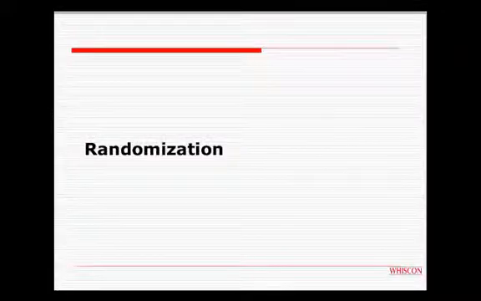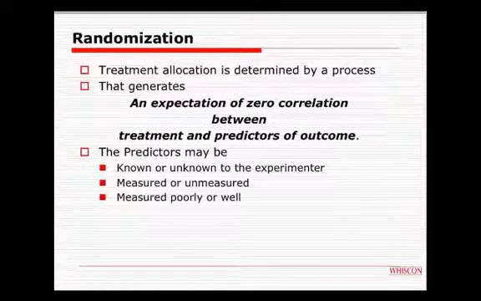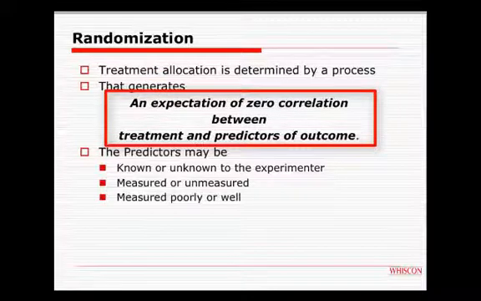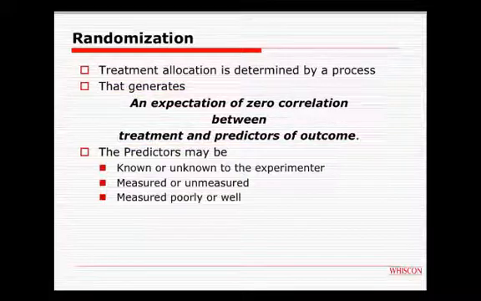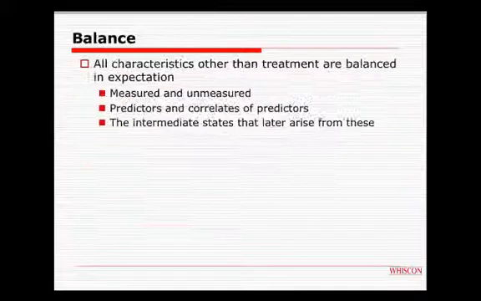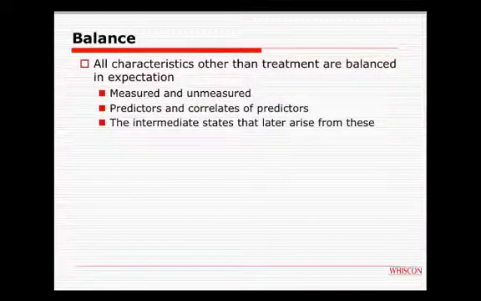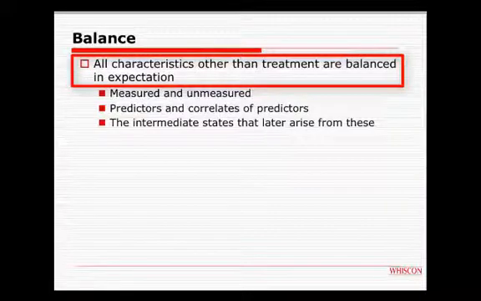The design that's at the core of clinical research is the randomized controlled clinical trial. Randomization is a method for allocating treatment to individuals in such a way that you have an expectation that there will be no correlation whatsoever between the treatments given and any predictors of outcome. Randomization creates balance between all the characteristics other than treatment between the treated groups. This balance occurs in statistical expectation.